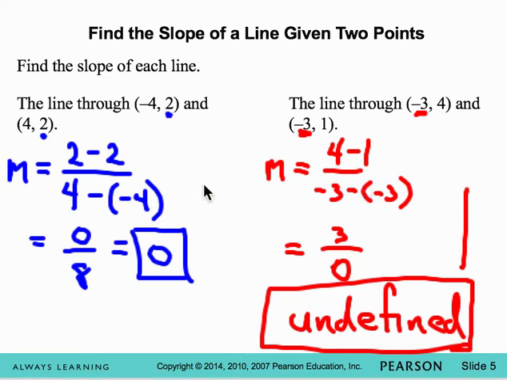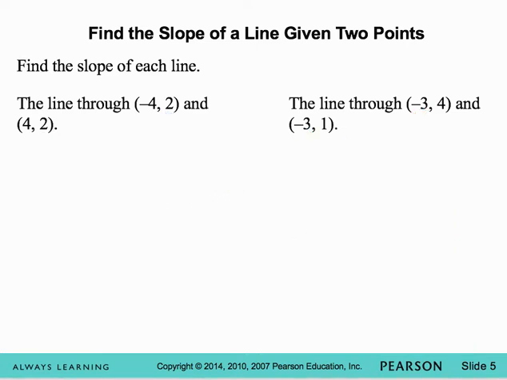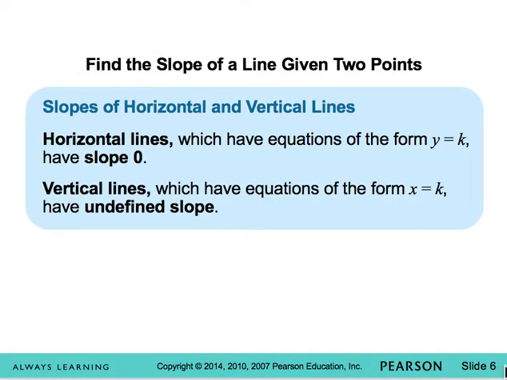So, our special ones. They're just reiterating what we just found out. Horizontal lines have a slope of 0. Vertical lines have an undefined slope. The equation of a horizontal line is y equals your number. And the equation of a vertical line is x equals the number.